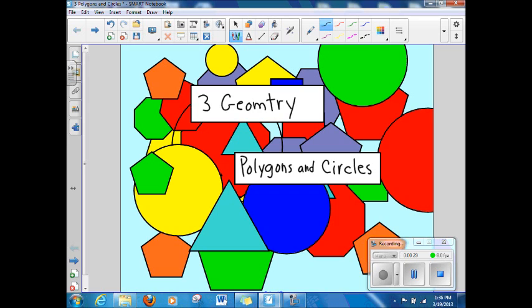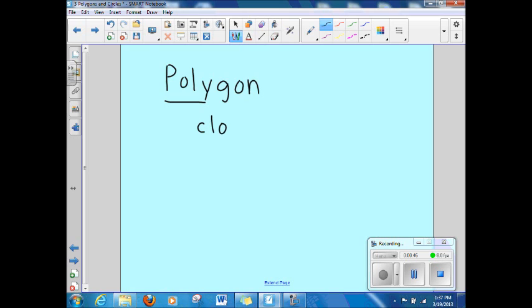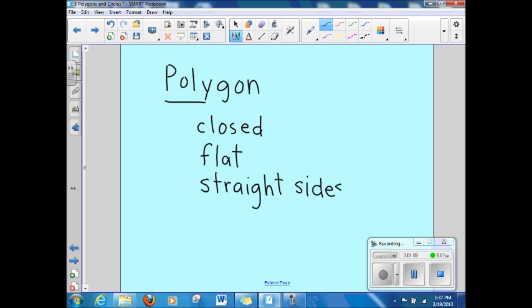Well, let's go to the next screen and discover a little bit more about them. A polygon, get that word up here again, polygon. Poly I think is a prefix meaning many. A polygon is any figure that is closed, a figure that's flat, and a figure that has straight sides. So those are three things that we're looking at when we talk about polygons. It's closed, it's flat, and it has straight sides.